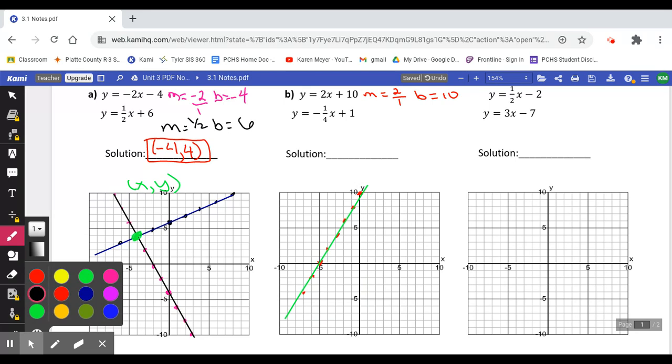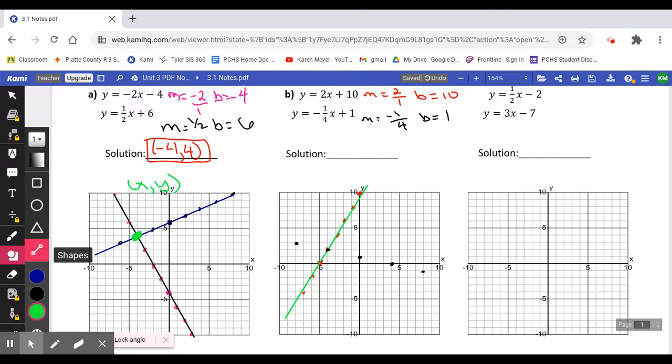Now on the second one, my slope is negative 1 over 4, and my y-intercept is 1. So I'm going to start at 1. Then I'm going to go down 1, right 4. And of course, remember, you could do your slope backwards. So I'm going to go up and to the left, up and to the left. Use something to help you draw a straight line.